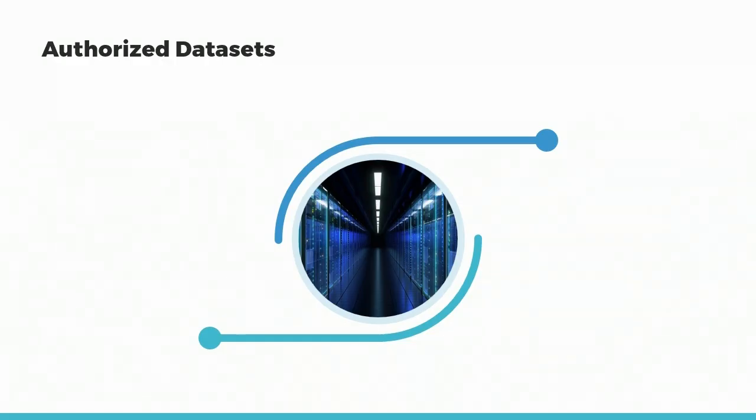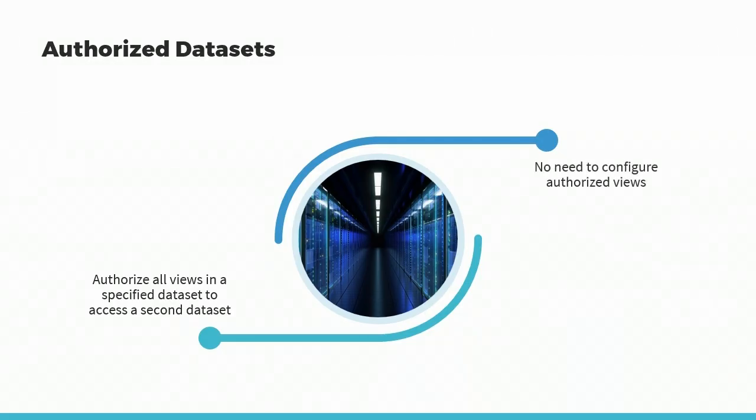Authorizing our data set involves describing how we want the data set to be accessed and by whom. So we can authorize all views in a specified data set to access a second data set, which is perfectly fine to do. It's a way for me to authorize the views inside of my data, and with an authorized data set, I don't even need to configure individual authorized views because I have a full window to the data set provided to the user.